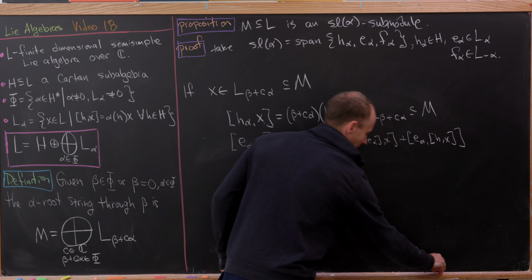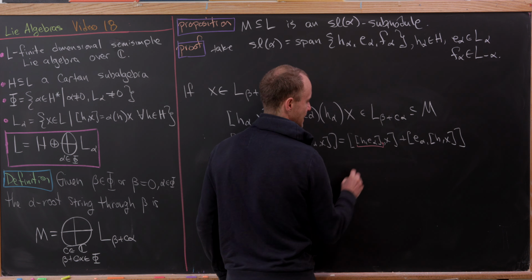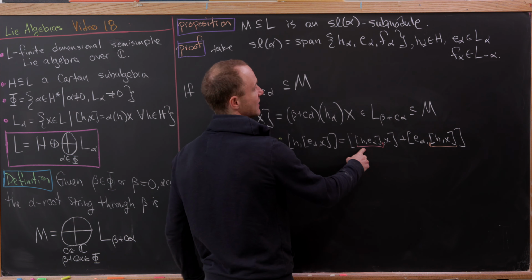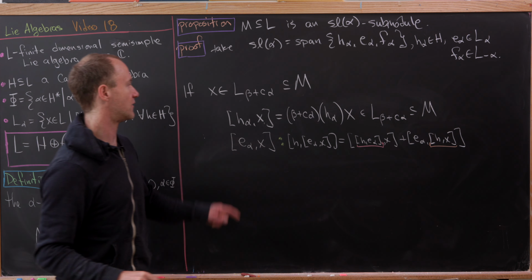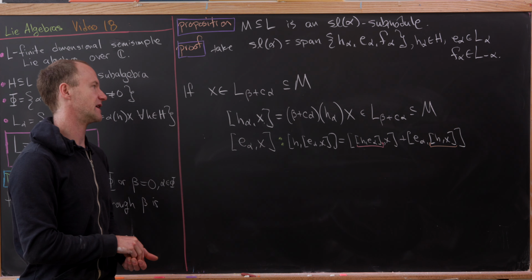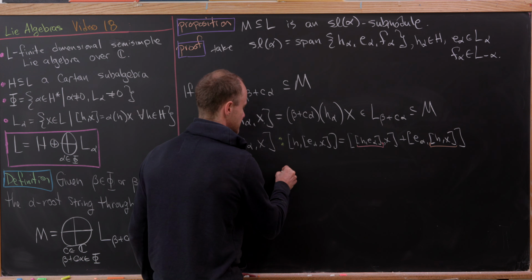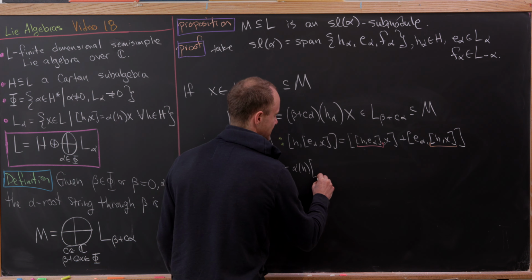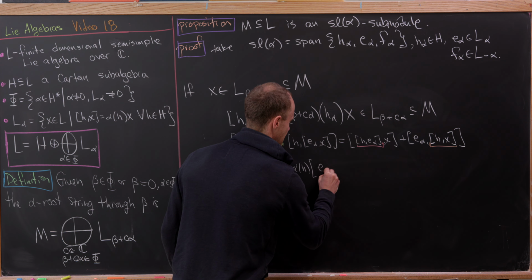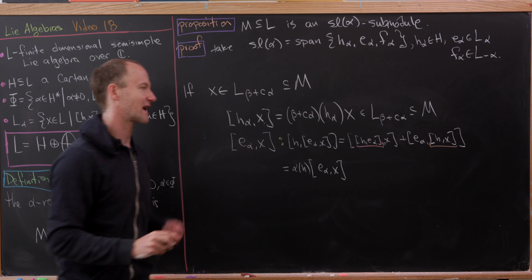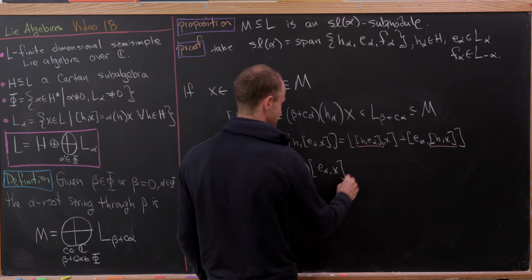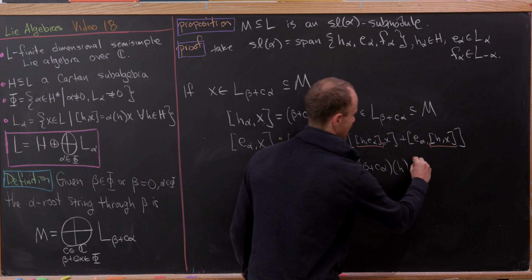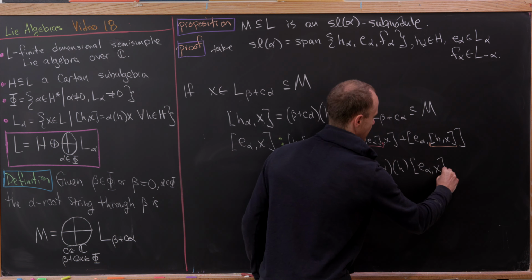But now we know how to handle this bracket of h with e alpha as well as this bracket of h with x. Given up here that we know that e alpha is in L alpha, and here we know that x is inside of L beta plus c alpha. So let's see, this guy right here will give us alpha h, and then that'll be multiplied by the bracket of e alpha with x, where I took that constant out. And then for this next bit, again taking the constant out, we'll have beta plus c alpha applied to h, and then the bracket of e alpha with x.